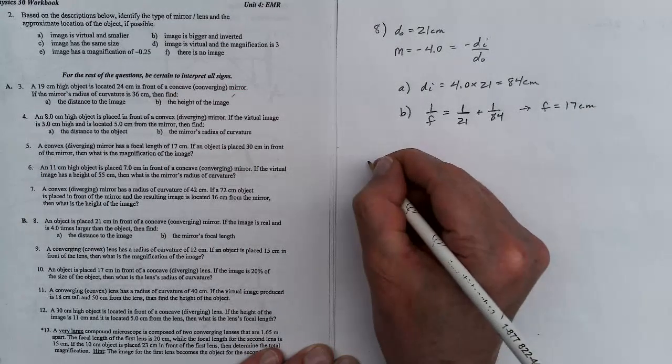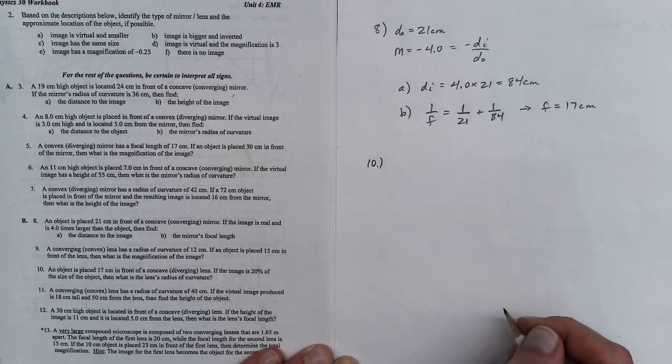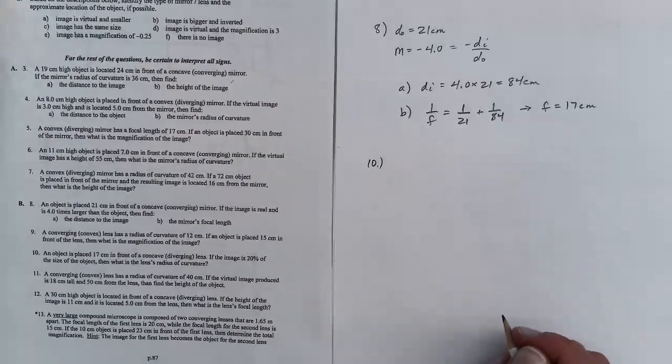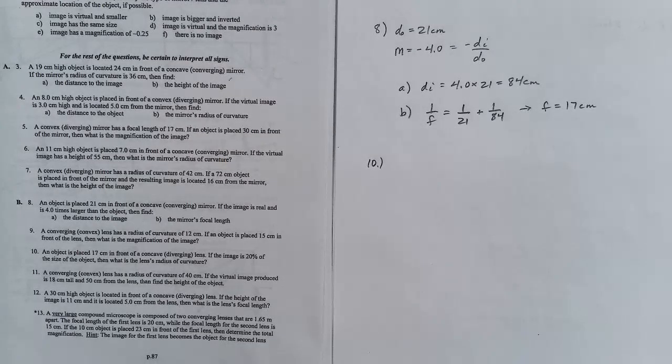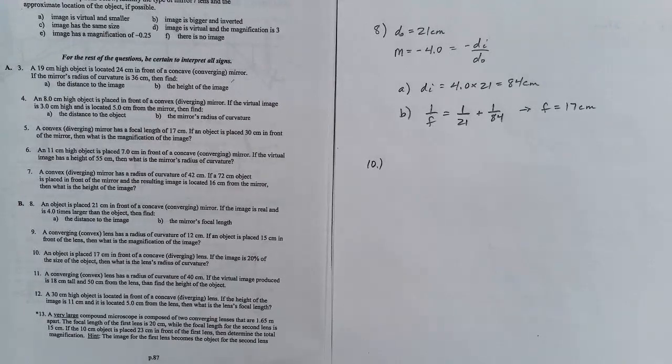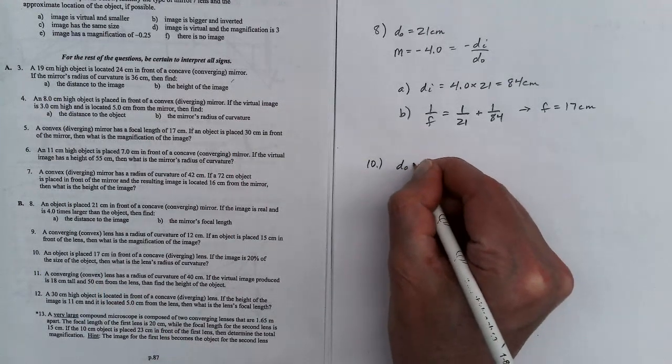All right, question number 10. Let's try that one. An object is placed 17 centimeters in front of a concave diverging lens. If the image is 20% of the size of the object, then what is the lens's radius of curvature? Okay, 17 centimeters, that's where the object's placed. I got that.